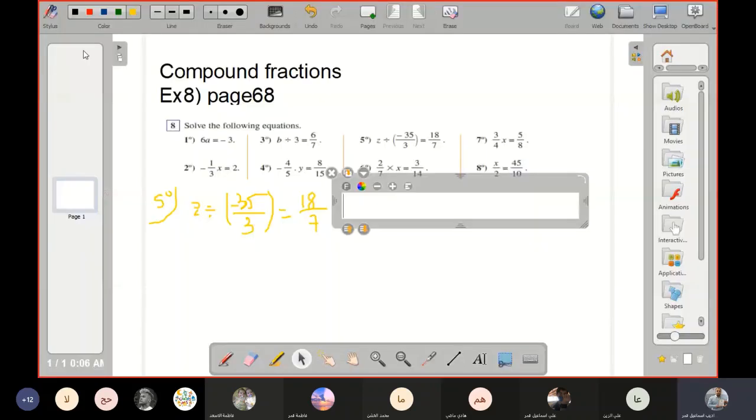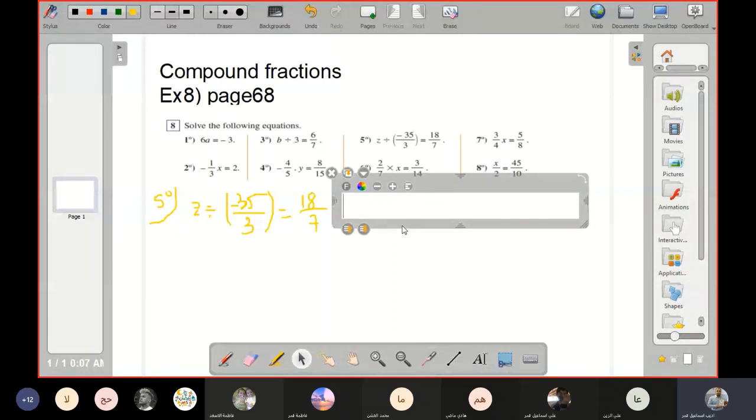In this period we are going to work applications about compound fractions, starting with exercise 8 on page 68. First of all, I'm going to work one as an example, and you will work the others. So I will choose part 5 to show you how to make the procedures and how to find the value of z. In part 5, we have z over minus 35 over 3 inside parentheses equal 18 over 7.